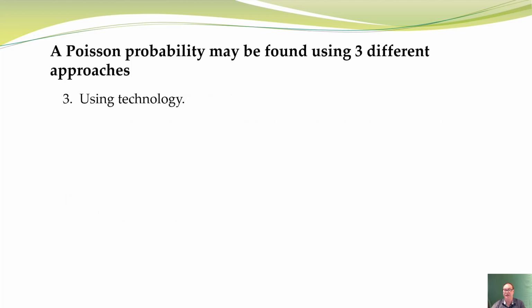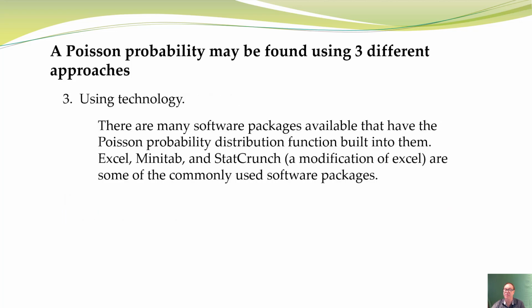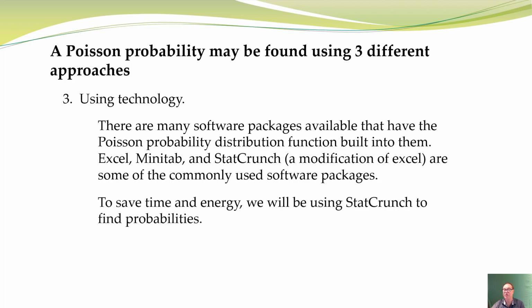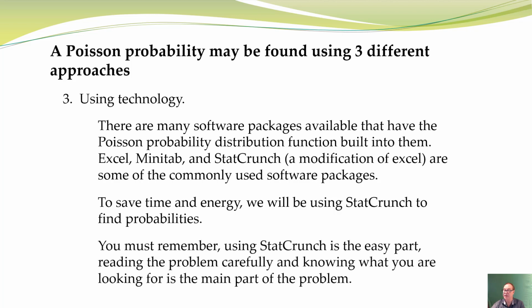Using technology. Many software packages include the Poisson probability distribution function built in. Excel, Minitab, and StatCrunch, which is a modification of Excel, are some of the commonly used software packages. We will be using StatCrunch to find our probabilities to save time and energy. Using StatCrunch is the easy part. Reading the problem carefully and knowing what you are looking for is the main part of the problem.